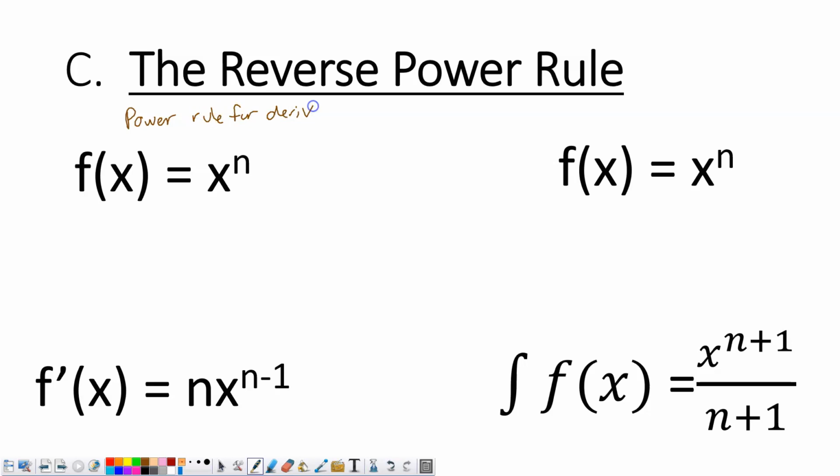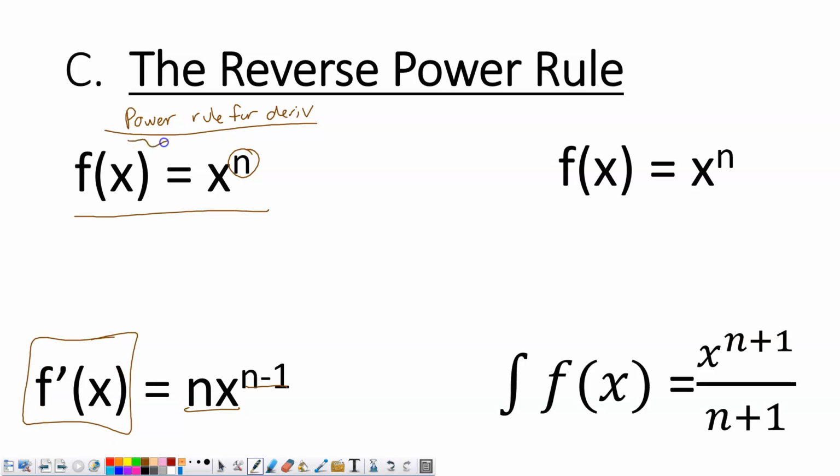This year, we talked about how to find the derivative of a power function. What you do is take the power, multiply it to the front, and then subtract 1 from the power, and that gives you the derivative of the function, the slope of that function. Well, this is the power rule for derivatives, but if we just work backwards, that's what we call the power rule for integrals. It's the same thing, it's just working backwards.